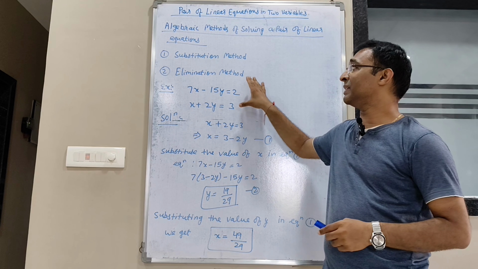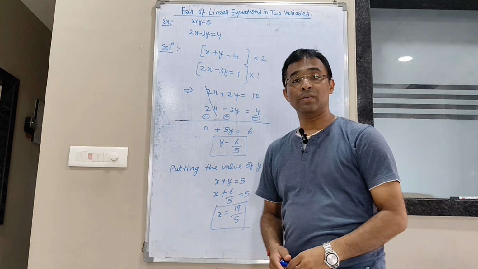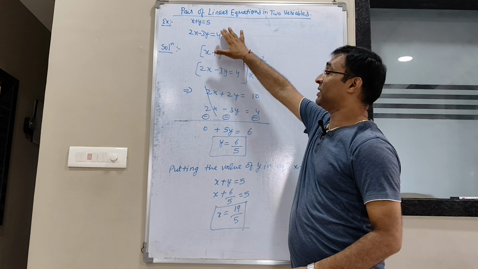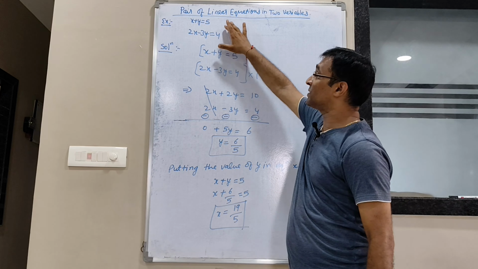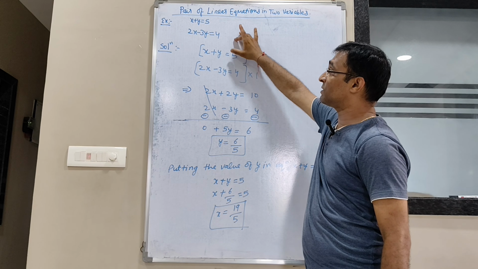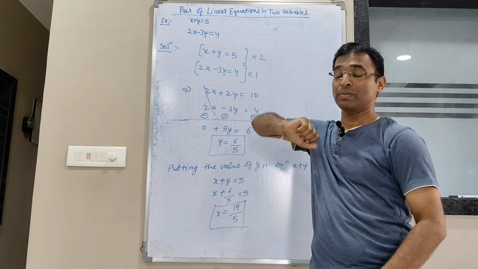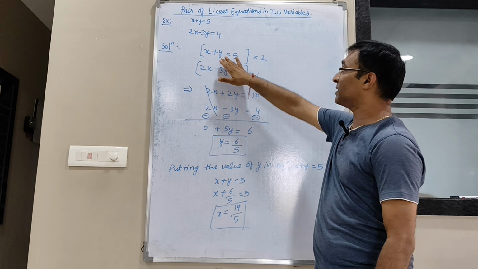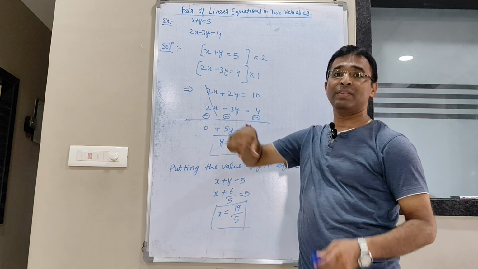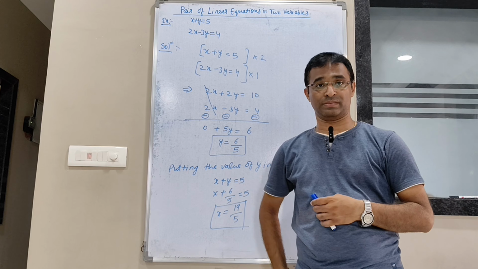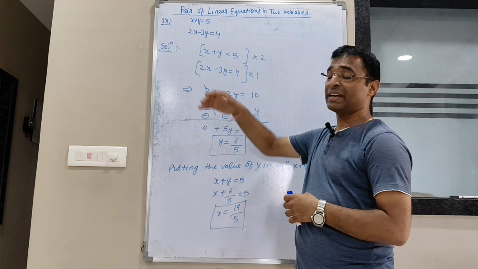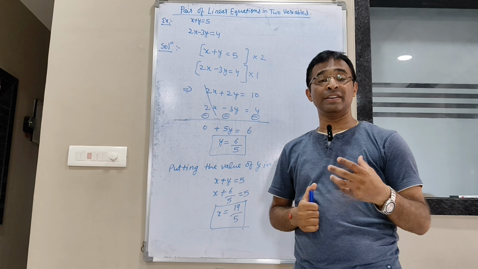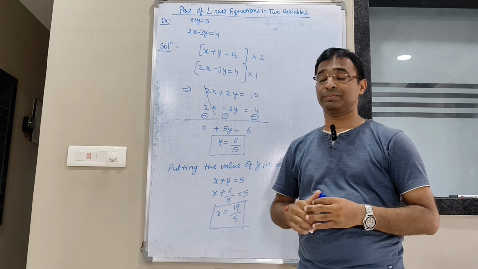Now we will see the elimination method. Let's take another example to understand the elimination method. x plus y equals 5 and 2x minus 3y equals 4. Now here in the elimination method, we eliminate one of the two variables, right? So here I have taken the variable to eliminate as x.